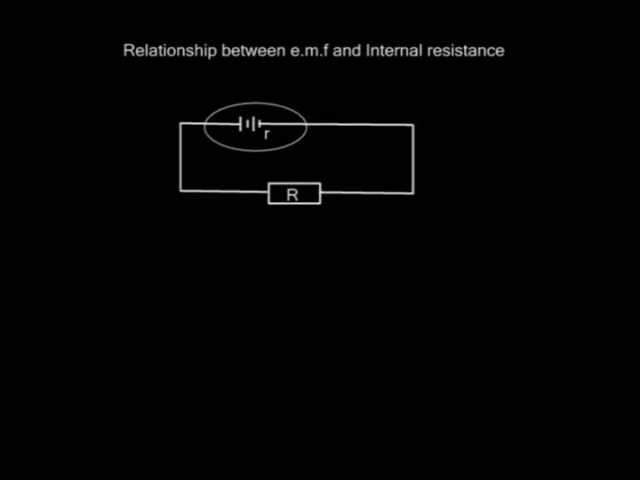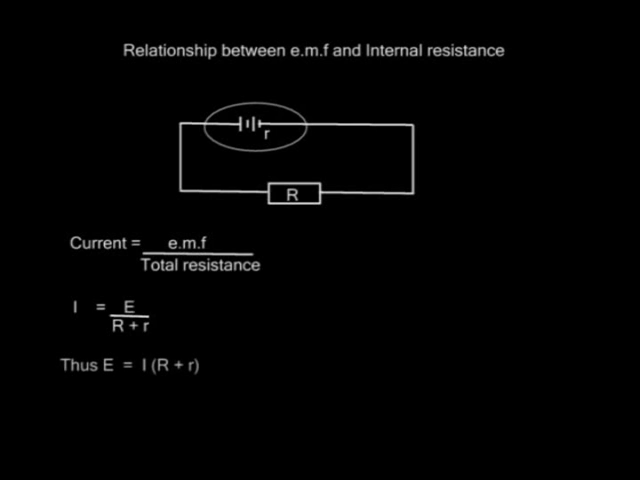Relationship between EMF and internal resistance. If a resistor R is connected in series with a cell as shown on your screen, the internal resistance of the cell, r, is considered to be connected in series with the external resistor R. The current flowing in the circuit is therefore given by the equation: current is equal to the EMF over the total resistance. I is equal to E over R plus r, where E is the EMF of the cell.